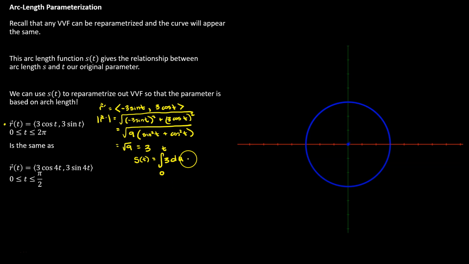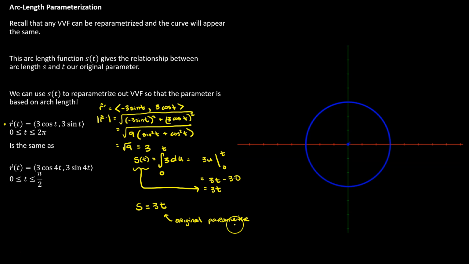So then we apply the integral, 3 integrated with respect to u becomes 3u, and then we evaluate that from 0 to t. That looks like 3t minus 3 times 0, which is just 3t. So this arc length function, s of t, is equal to 3 times t. That's the relationship that says s is equal to 3t. T is our original parameter, with no relation to arc length, s is the arc length parameter.